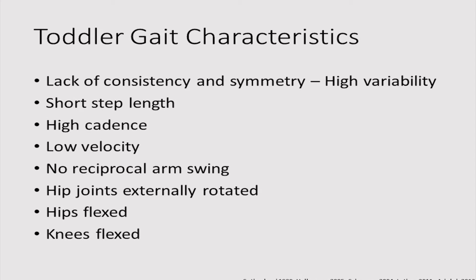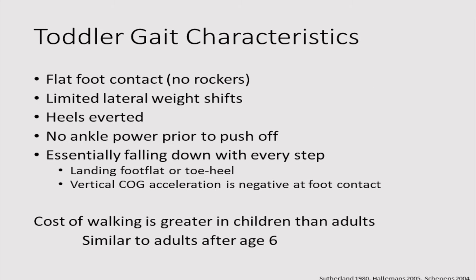Short step lengths, high cadence. They don't have any reciprocal arm swing at that point in early walking. Flexed hips, flexed knees. We see that they have flat foot contact and everted heels. So some pronation is normal in toddlers, and we do want to see those heels everted some. And they're essentially falling down with every step.